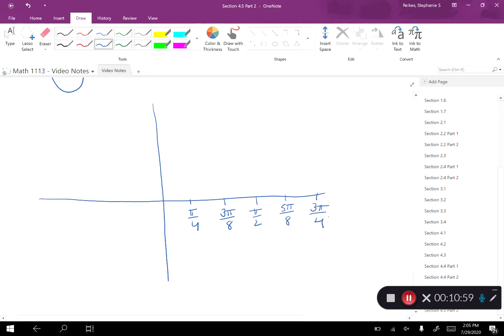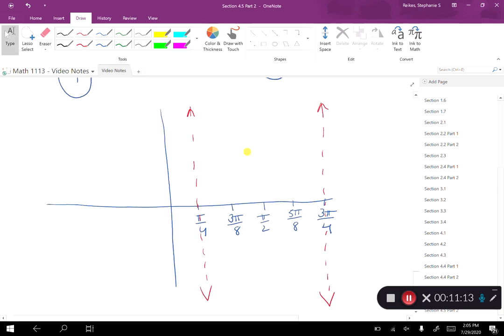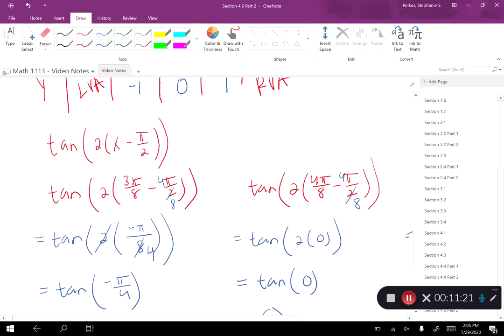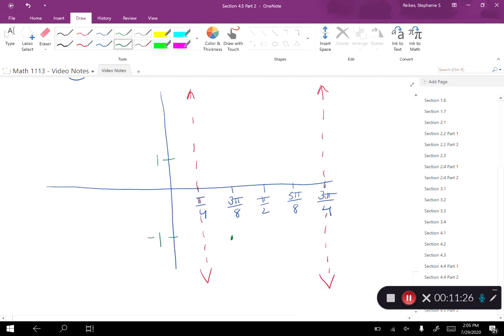Alrighty. Again, I have my left VA at pi over 4, and I had my right VA at 3 pi over 4. And then I have positive 1 and negative 1. So at 3 pi over 8, I was at negative 1. At pi over 2, I was at 0. And at 5 pi over 8, I was at positive 1. And then we can draw our function. And the problem is now complete.